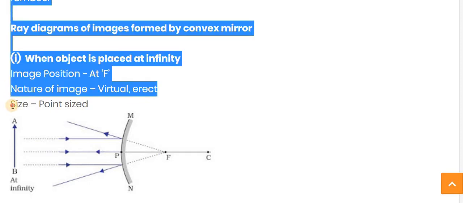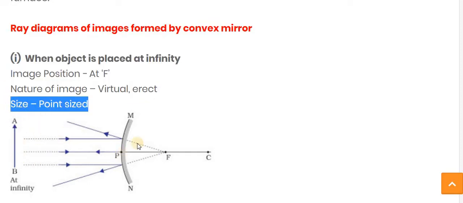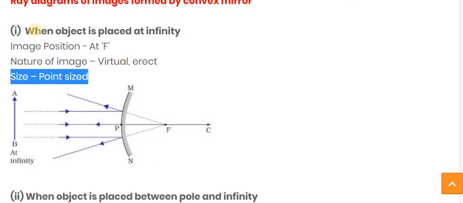If we talk about the size, then here you can compare. This is our object and the size of this image is very small, or you can say the pointed size, or you can say the diminished one. Let's revise one more time.